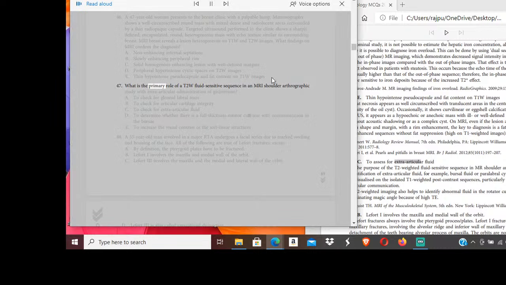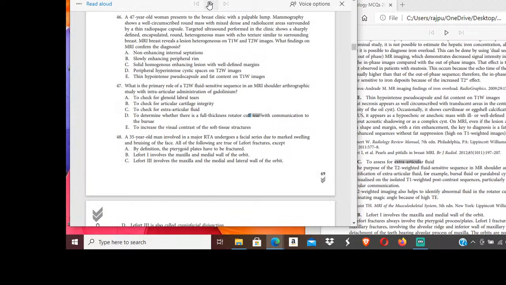47. What is the primary role of a T2W fluid-sensitive sequence in an MRI shoulder arthrographic study with intraarticular administration of gadolinium? A. To check for glenoid labral tears. B. To check for articular cartilage integrity. C. To check for extraarticular fluid. D. To determine whether there is a full-thickness rotator cuff tear.